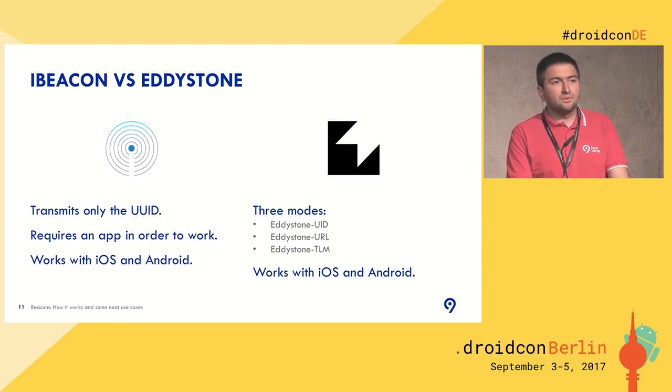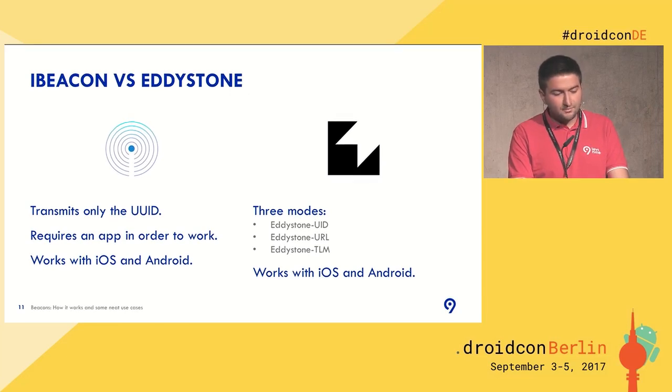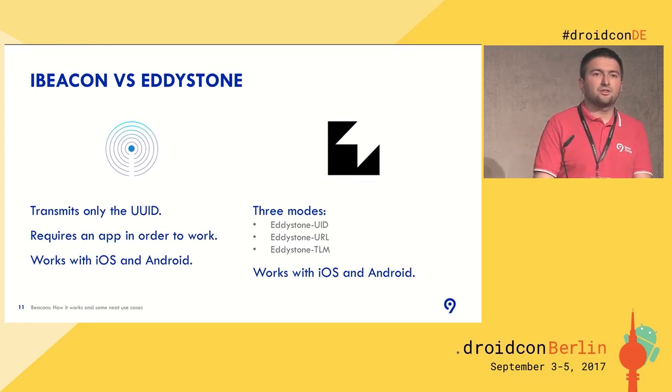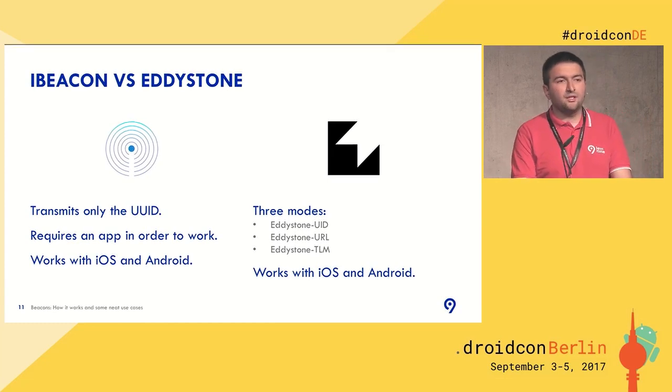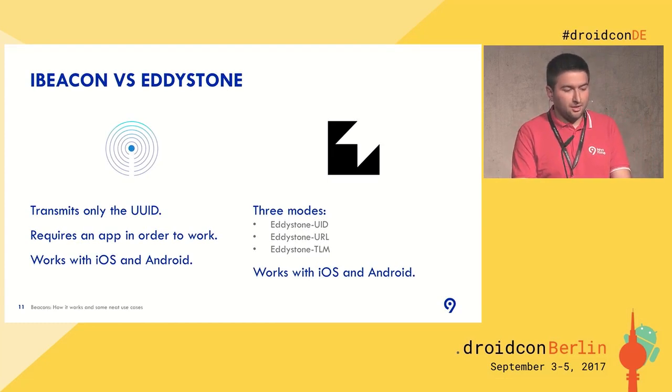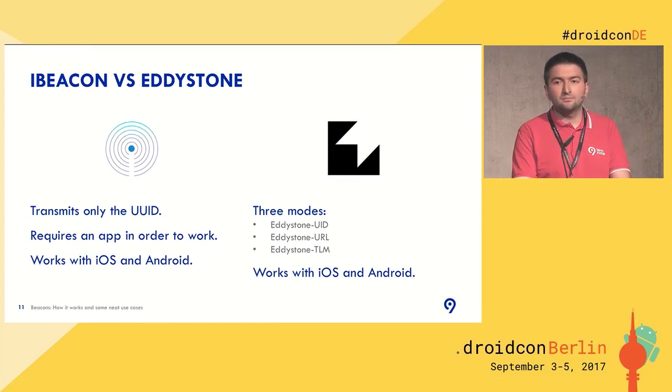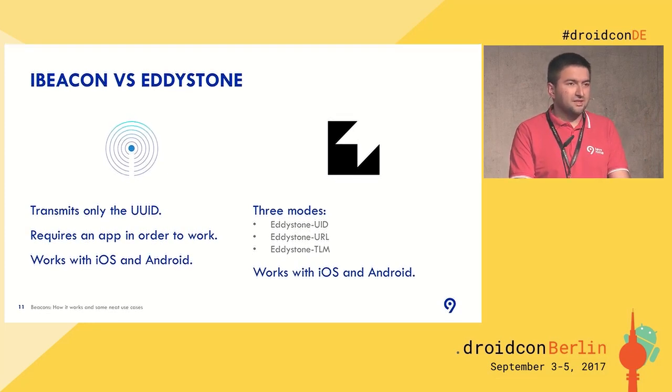Those features differ in what types of data are transmitted. There are actually three modes of operation for an Eddystone beacon. You can set each Eddystone beacon to one of these three. One is Eddystone UID. This is actually the same as iBeacon, so you can work with it basically the same way. It transmits the ID. The other one is Eddystone URL.